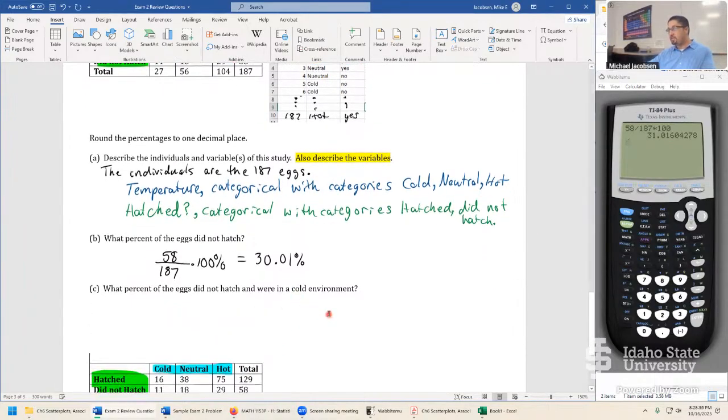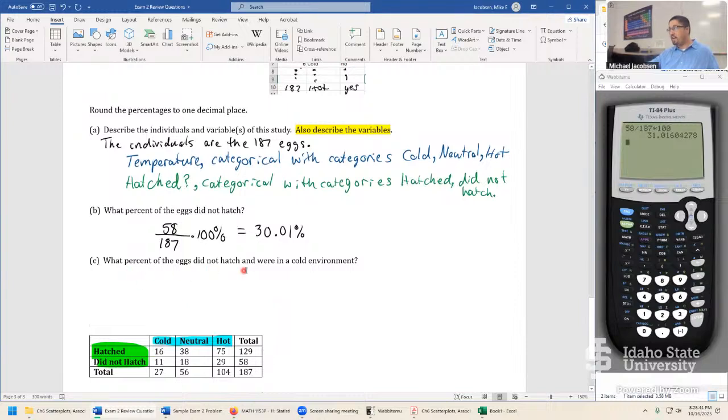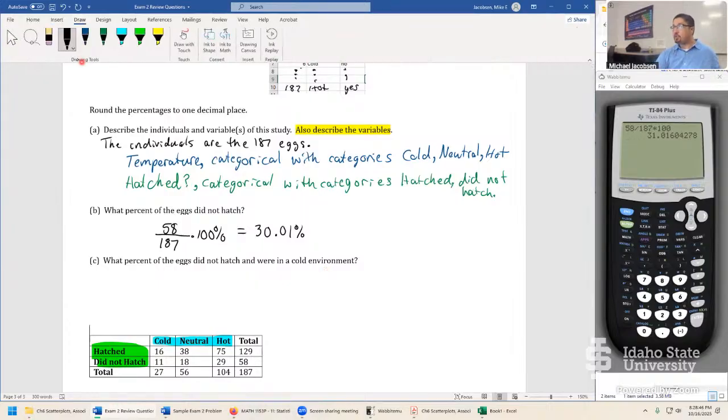And for the next follow-up question, what percent of the eggs did not hatch and were in a cold environment? This one's a little bit different. When it says what percent of the eggs did not hatch, we're talking about the percent of the 58 right here. That means this one is going to be our denominator this time. When it asks were in a cold environment, we would put in the 11. 11 of them did not hatch and were in the cold environment altogether. But notice the change, different denominator.